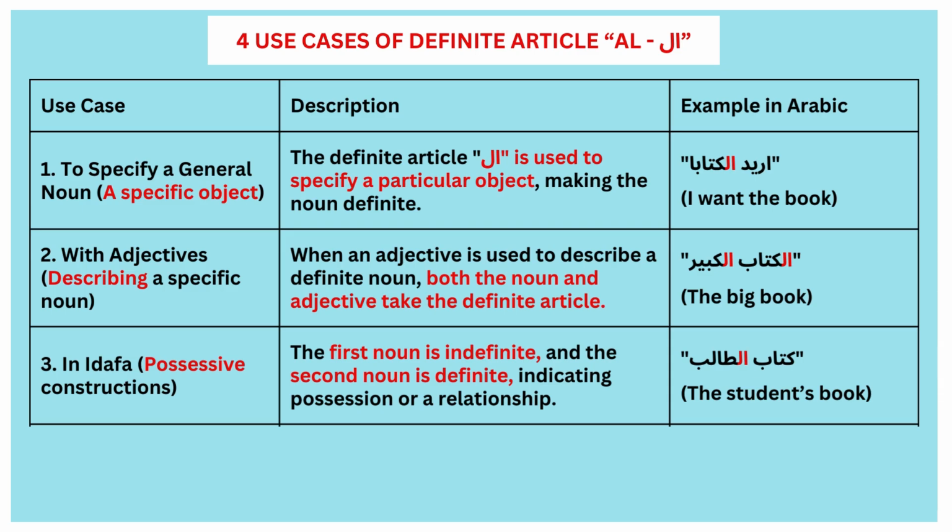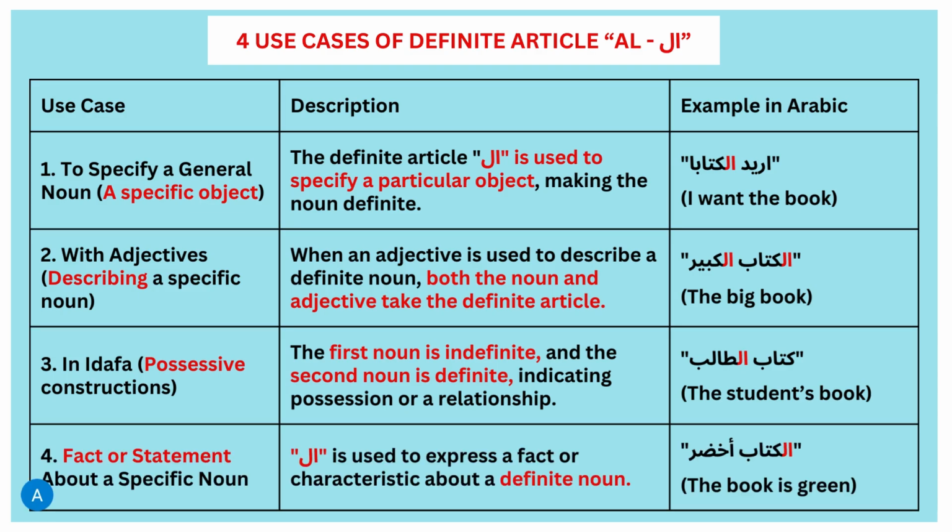The third form is idafa, where the two nouns come together to form a possession. And here, the first word is indefinite and the second word is definite. And who's the second word? The possessor. Like, for example, if I have to say it's my book or student's book or the teacher's book, then this has to be definite. Example, Kitab at-Talib, the student's book.